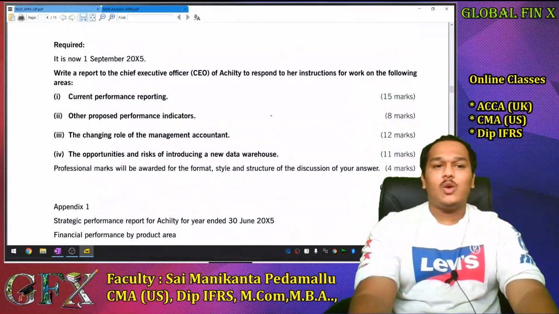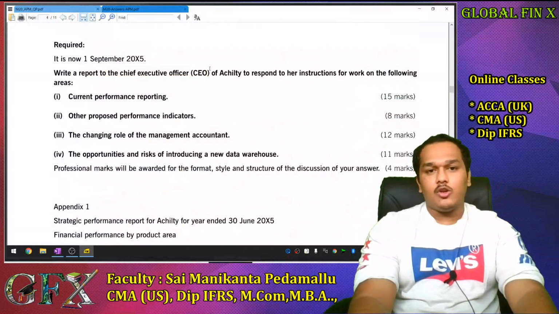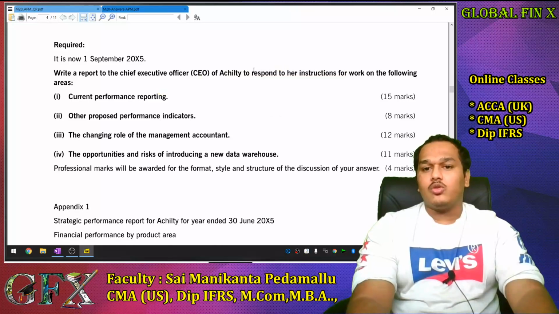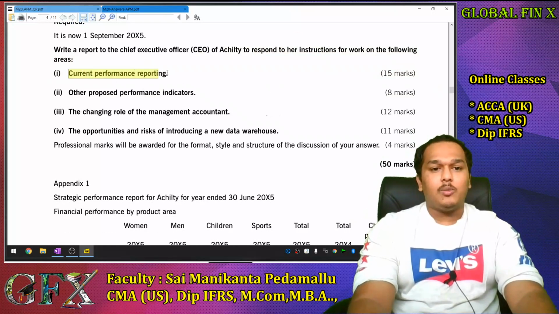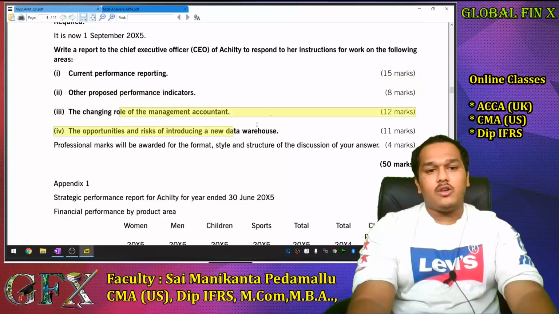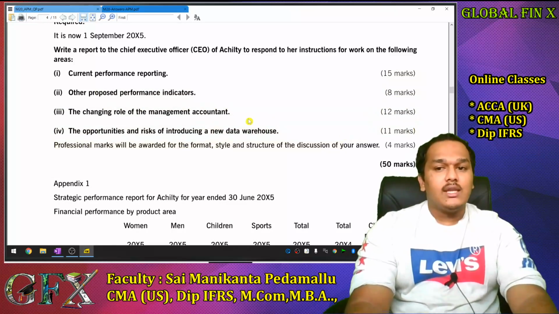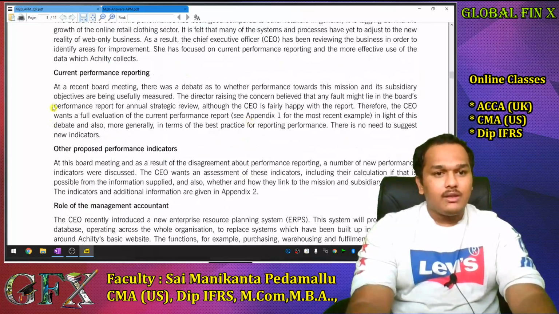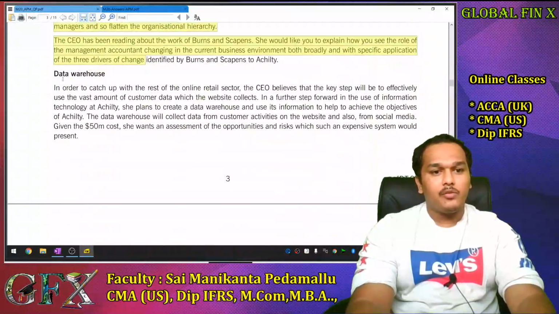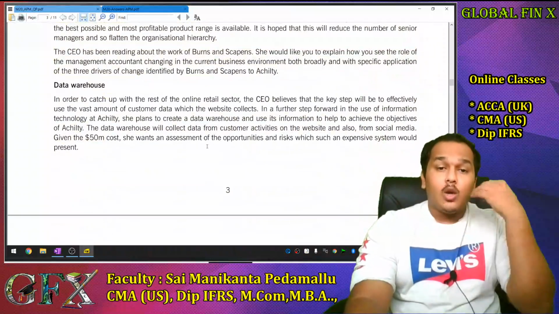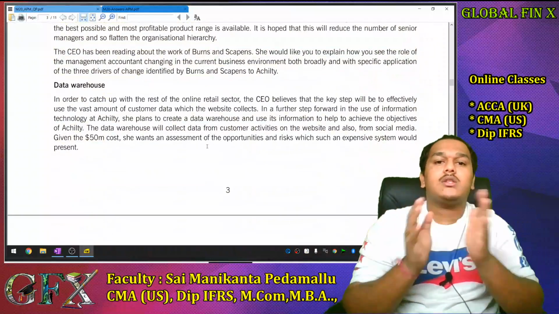And now coming to the question: write a report to the Chief Executive Officer, CEO of HLT, to respond to her instructions for work on the following areas. First one, current performance reporting, 15 marks. Other proposed indicators, 8 marks. Changing role of the management accountant, 12 marks. Opportunities and risks of introducing a new data warehouse, 11 marks. So you can see that this paragraph has a separate question, this paragraph another part of the question. The question itself is so neatly structured for you.